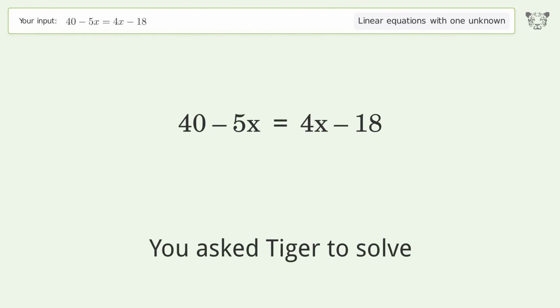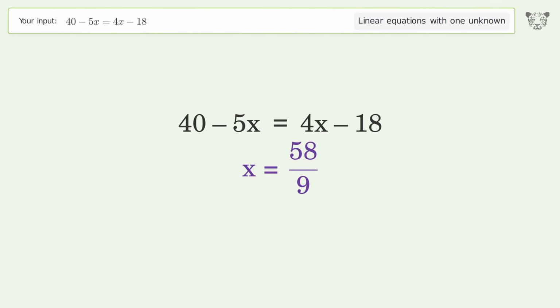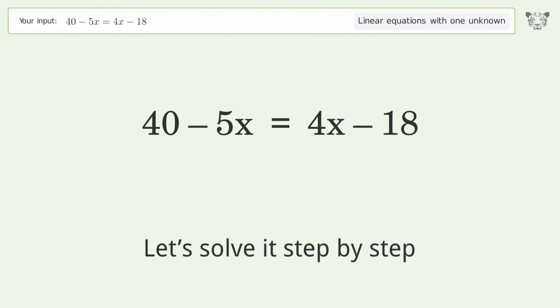You ask Tiger to solve. This deals with linear equations with one unknown. The final result is x equals 58/9. Let's solve it step by step.